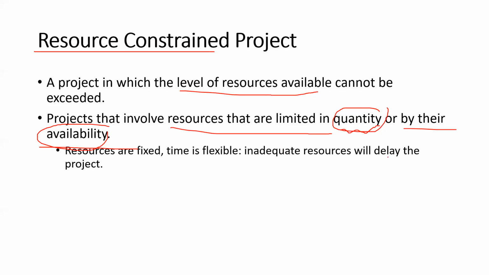Inadequate resources will delay the project. When we do not have adequate resources to do our project, resources are fixed and our time is going to be flexible. So as we do not have adequate resources, we have to delay our project. Due to the flexibility of time, the delay in the project is not a big matter. So those are the two constraint projects that we have.